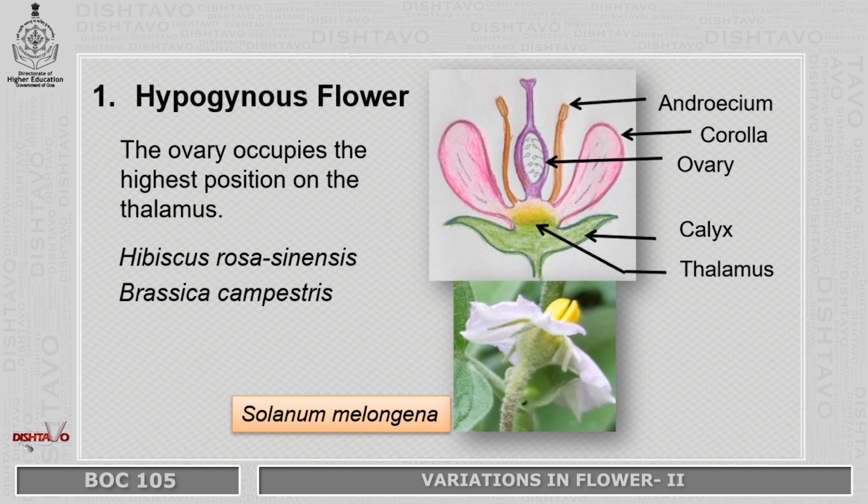The examples of plants which show this hypogynous type of flower are Solanum melongena, that is brinjal, Hibiscus rosa sinensis, that is shoe flower, and Brassica campestris, that is mustard.